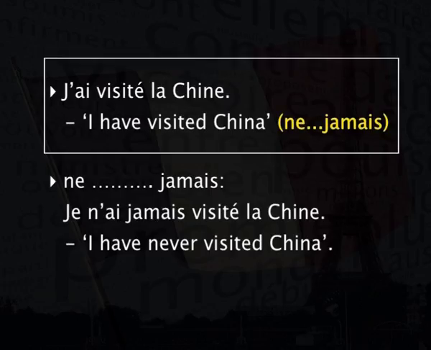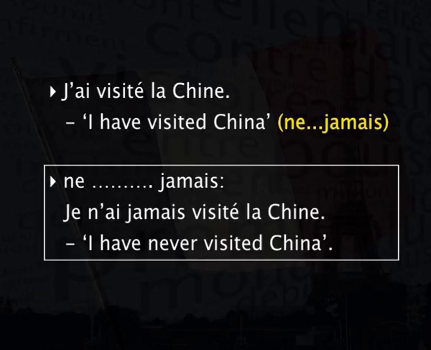J'ai visité la Chine. I have visited China. Ne, jamais. We place the auxiliary verb between the negative word pair ne, jamais. Je n'ai jamais visité la Chine. This sentence translates as I have never visited China.